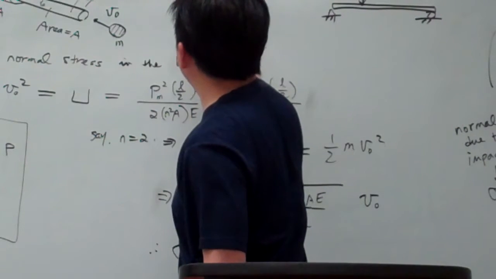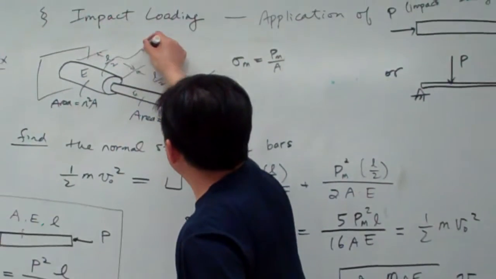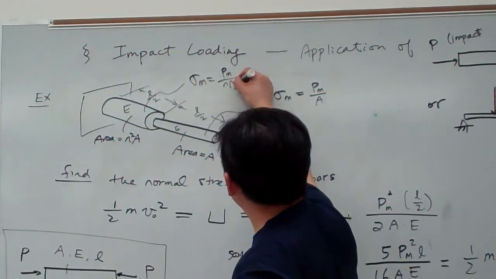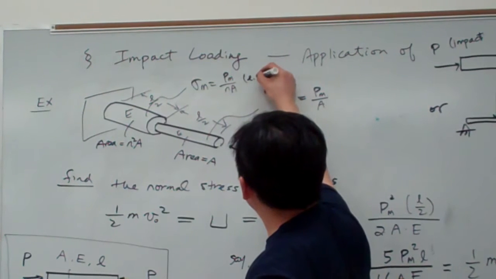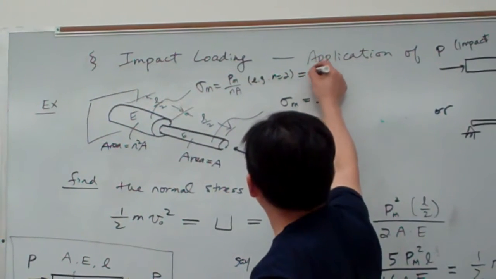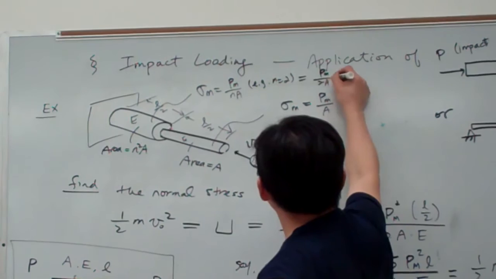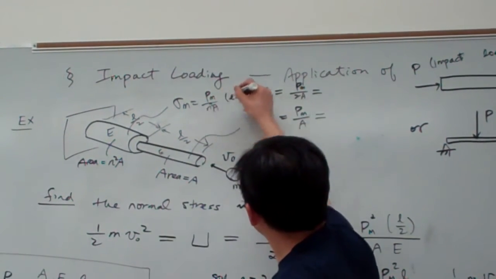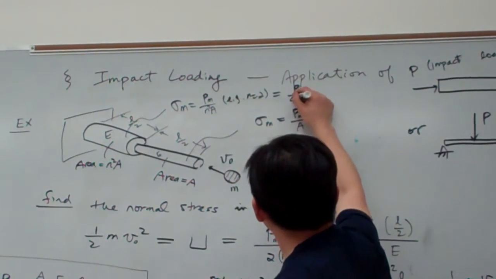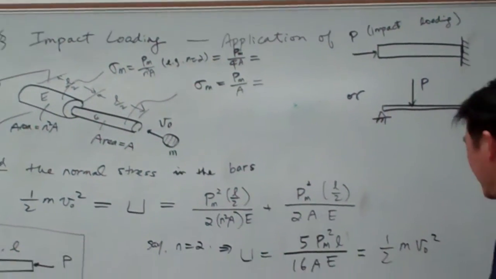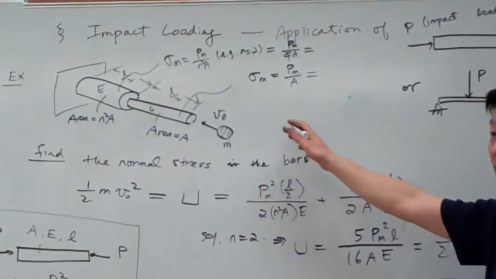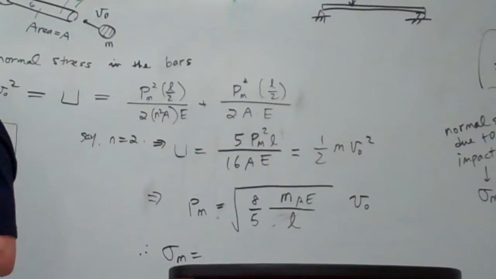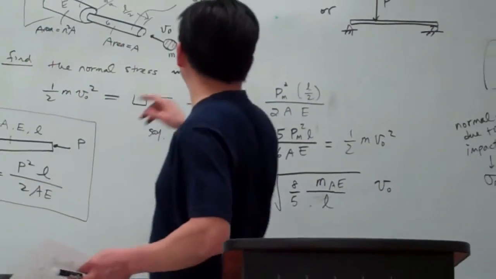For this case, the impact stress will be P_M divided by A. And for this case, sigma N will be equal to P_M divided by NA. And here for our example, N equals 2, so we can calculate P_M divided by 2A. Oh, it's N squared, so 4. Okay. So once you have the P_M, basically we can calculate approximately. So that is the application of the impact loading for this case.